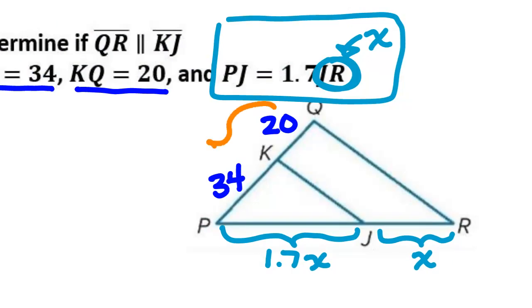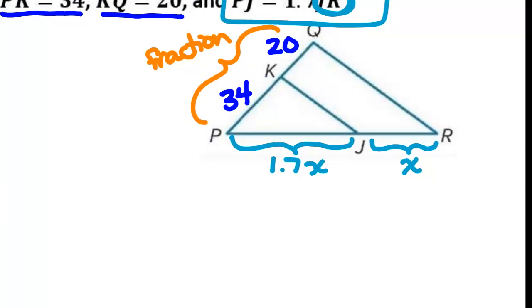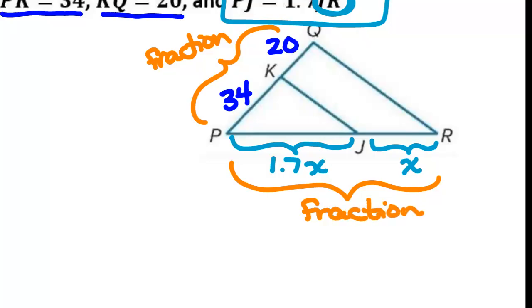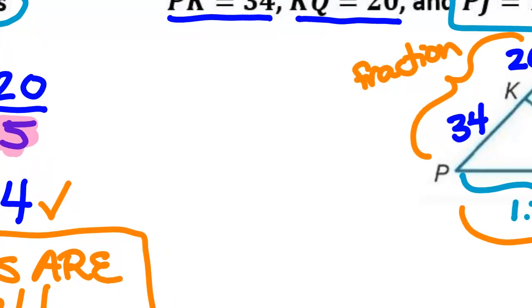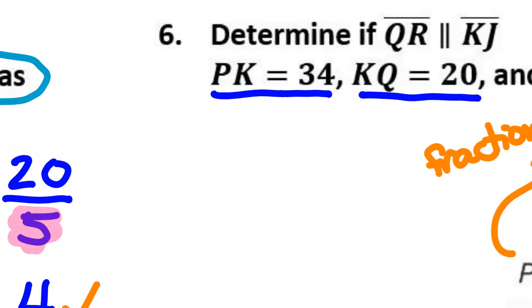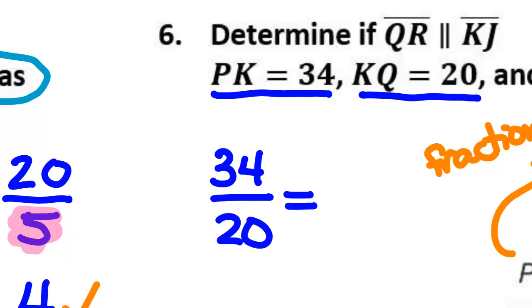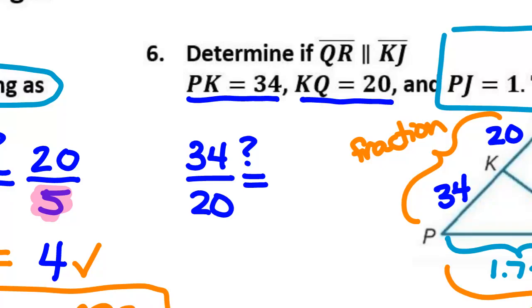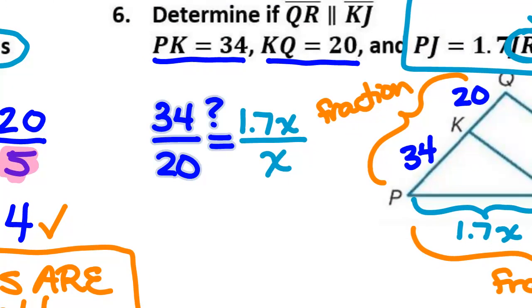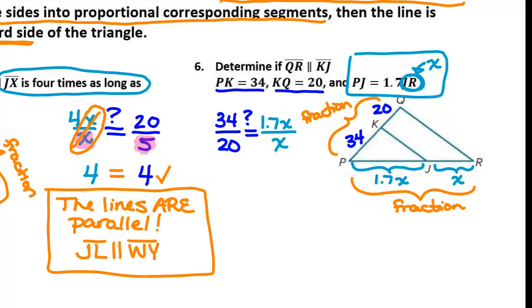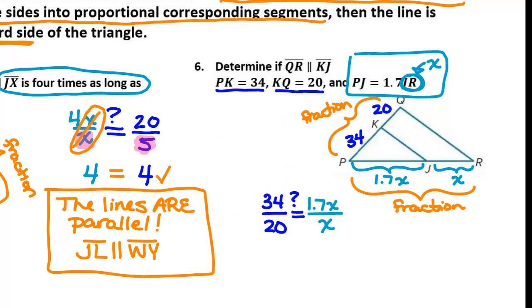All right, so we're going to make a fraction out of these, and we're going to make a fraction out of these. All right, so 34 over 20. We want to know, is that equal to, and then my other fraction would be 1.7x over x. I'm actually going to move all of that down just a little bit so that I have some more room to work with it. There we go.